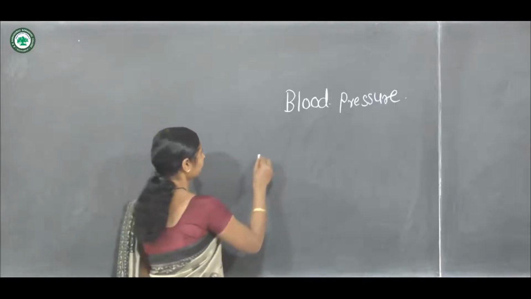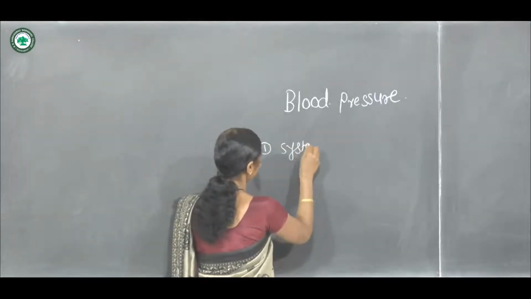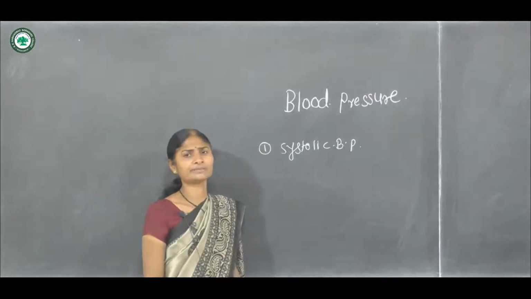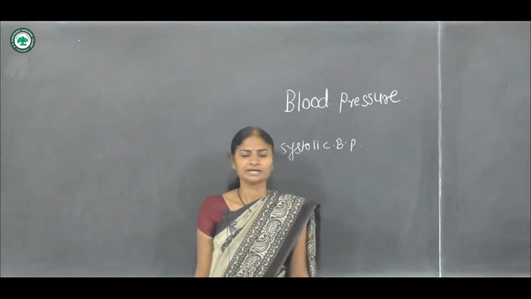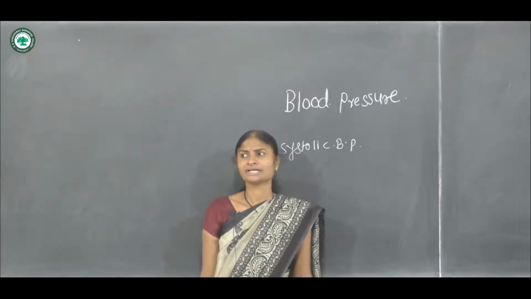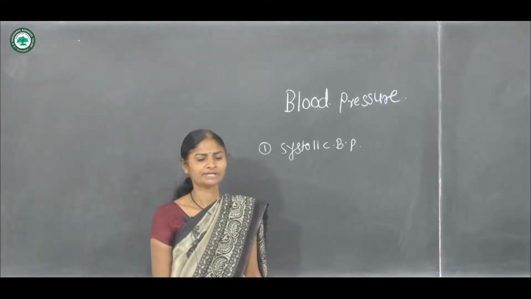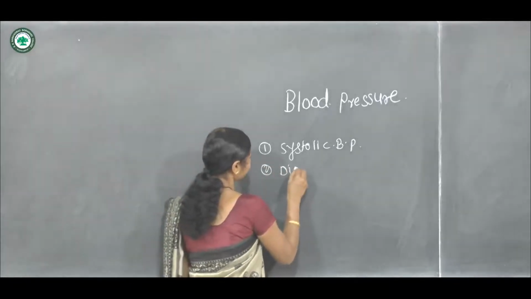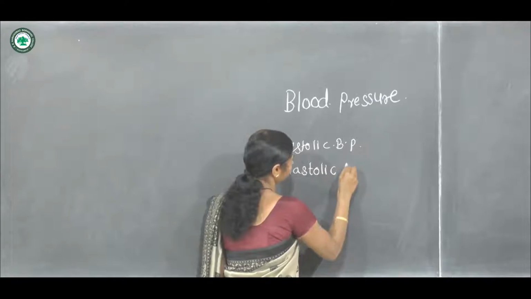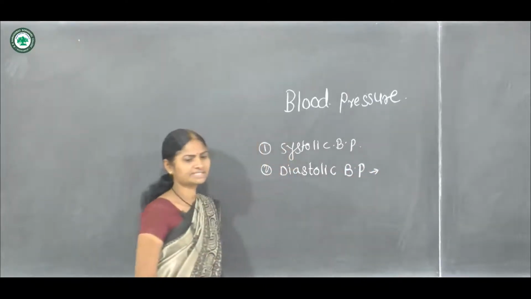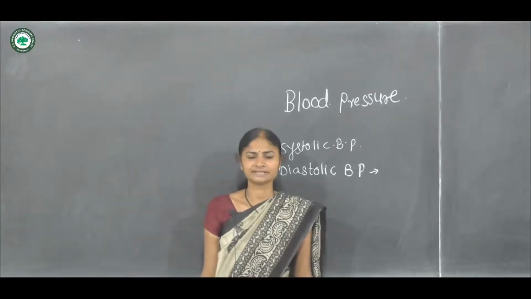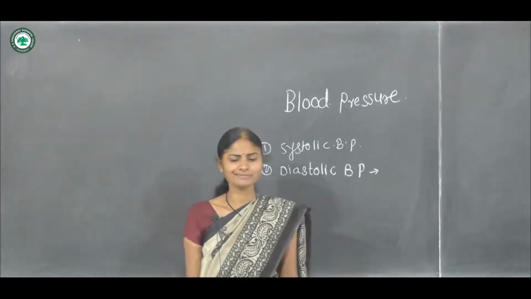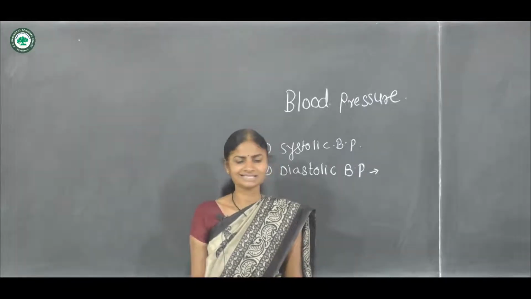Blood pressure has two types. First is systolic blood pressure. This systolic blood pressure is the force exerted on the arterial walls during systole. It is the maximum pressure during ventricular contraction. Next type is diastolic pressure. In this pressure, the force is exerted by blood against the arterial wall during the diastole condition. It is the minimum pressure when the ventricles are relaxed.